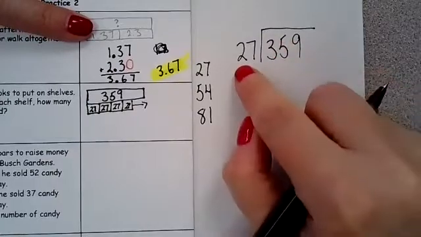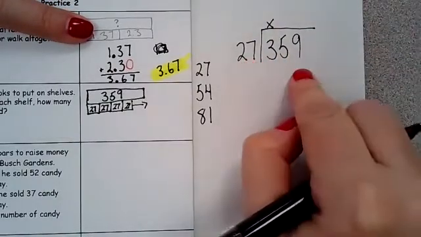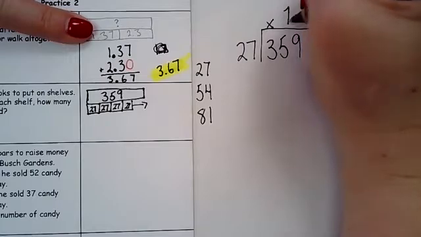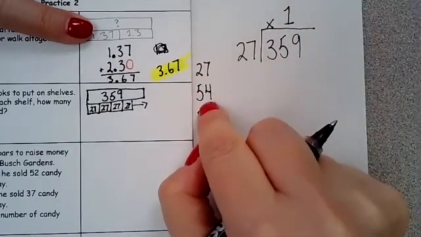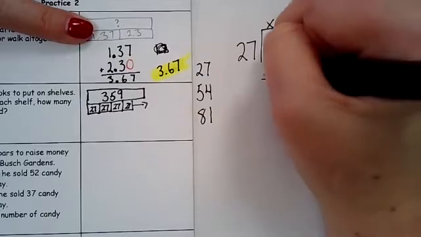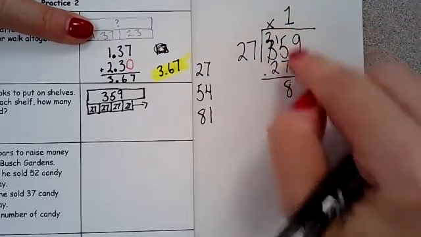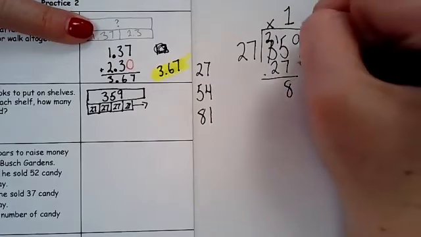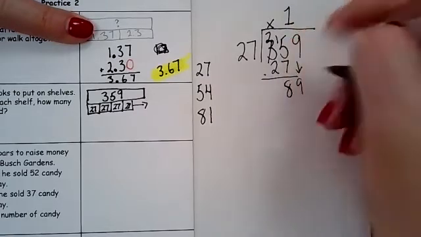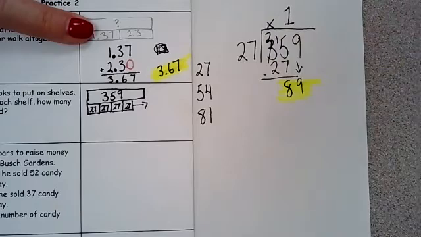Okay? All right, so how many 27s are in 3? There are none. How many 27s are in 35? There is 1 right here because 2 is too many. 1 times 27 is 27. And when I subtract, I have to borrow, and then this brings down an 8 because 15 minus 7 is 8. Then I'm going to bring down the 9. The new number that I'm dividing into is 89.